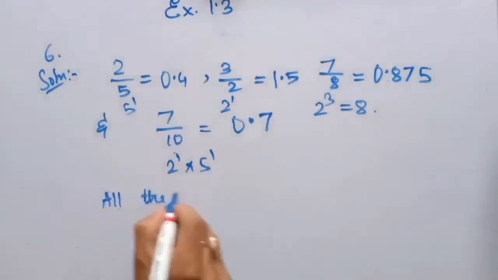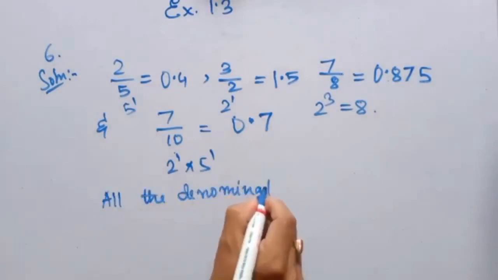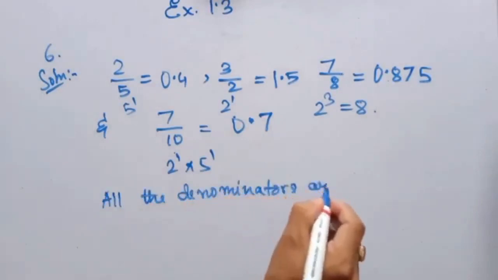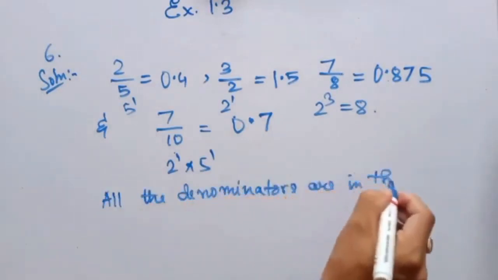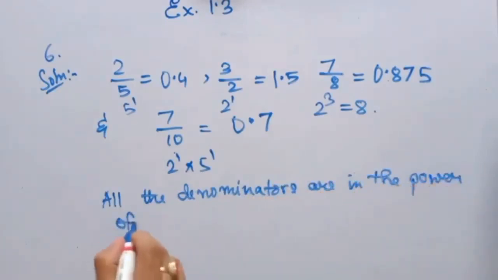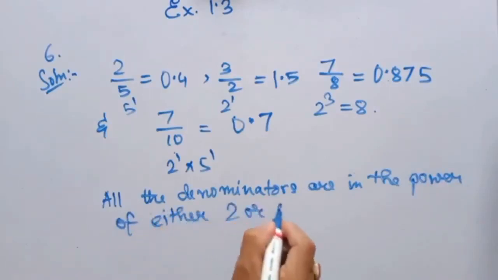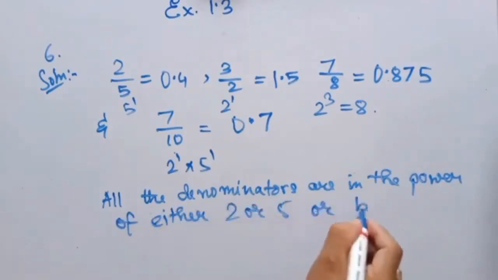So we can write, all the denominators are in the power of either 2 or 5 or both.